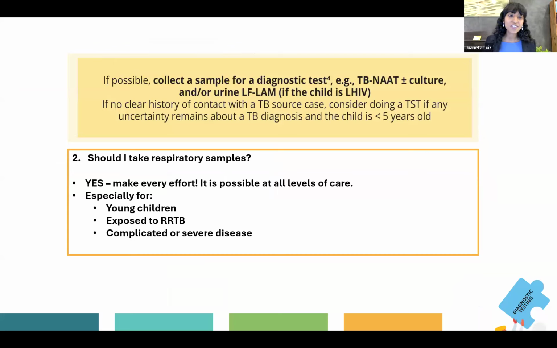So the first question is, should I take respiratory samples? Yes, please. Please make every effort to collect a sample. It is possible to collect samples at all levels of care. And I'm saying this with our fantastic experience in this district, where we have a really enthusiastic TB team, and we've trained nurses in the districts, including the clinics in the rural areas and on the farms. We've got nurses performing induced sputum on mobile clinics on the farms, and it is possible to get useful results. And especially we want to try and get samples for the young children, those exposed to DRTB, or those with complicated or severe disease.